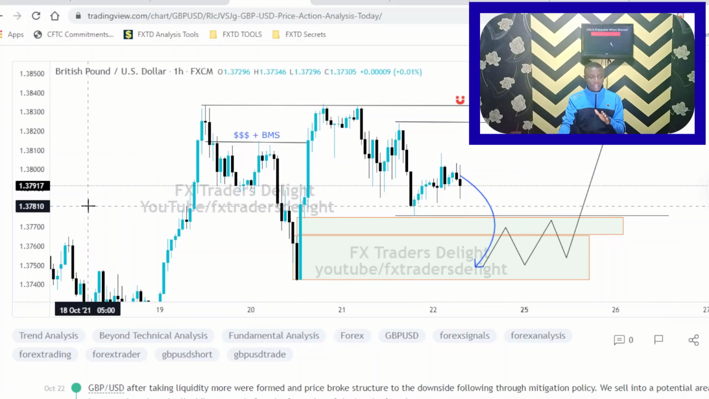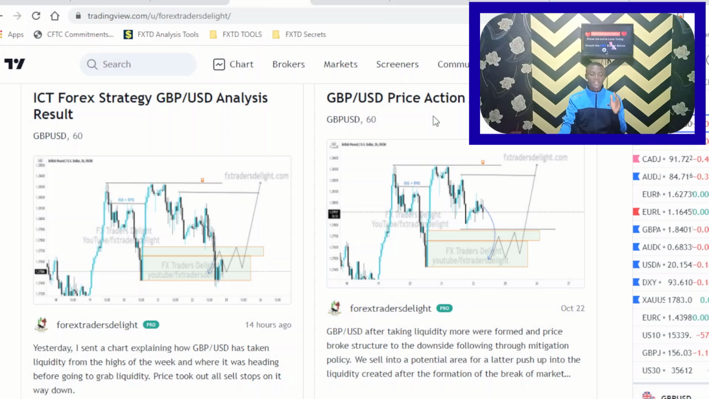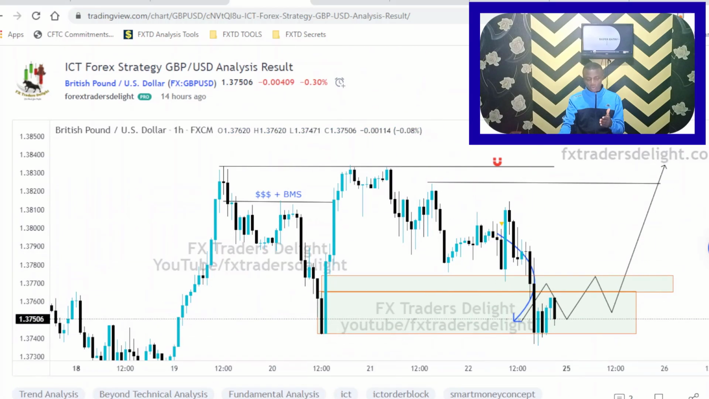And notwithstanding, I also sent it to the free Telegram channel as well. So here is the aftermath on TradingView. You can see exactly how this played out, and it actually played out perfectly as we expected.